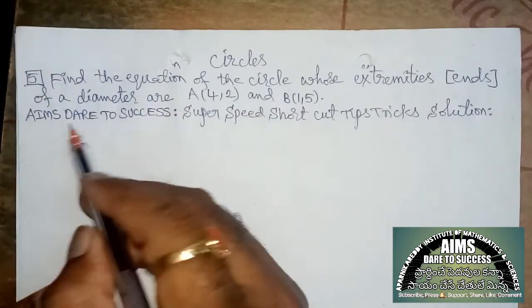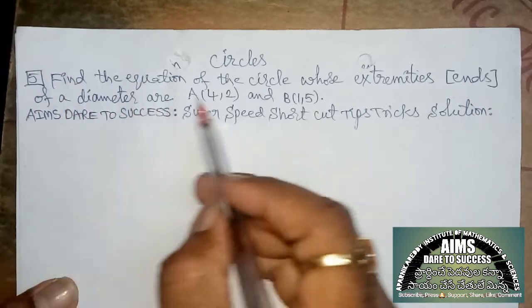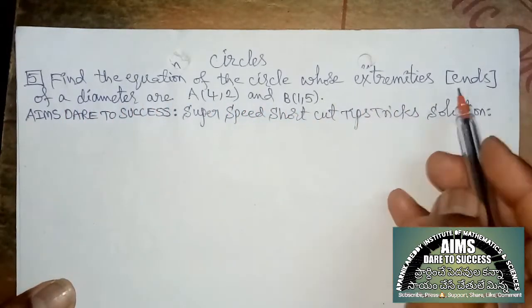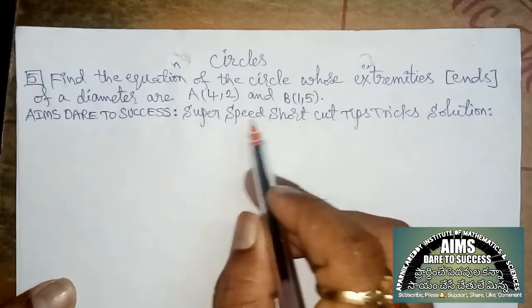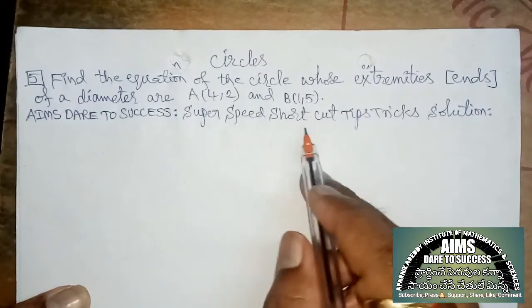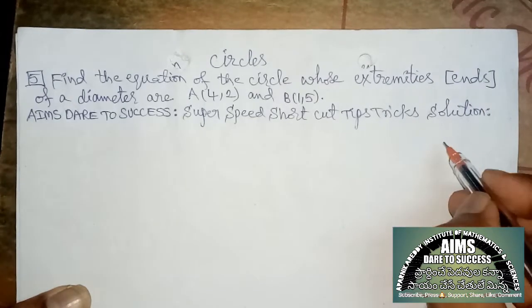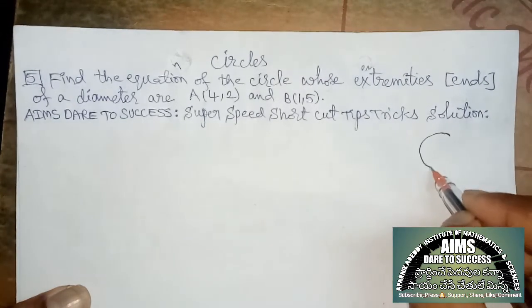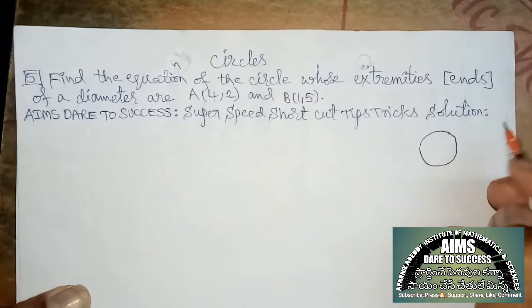Next, one more question, same model question, my dear students. Find the equation of the circle whose extremities, I mean ends of a diameter, are A (4, 2) and B (1, 5). Aims day to success, super speed shortcut tips and tricks solution especially made for you. This solution will come within 10 seconds.